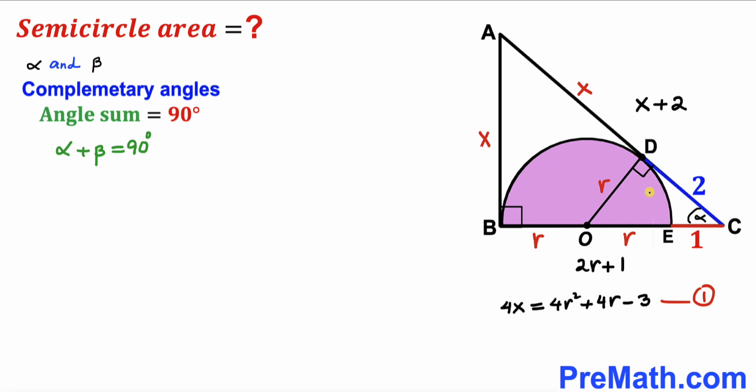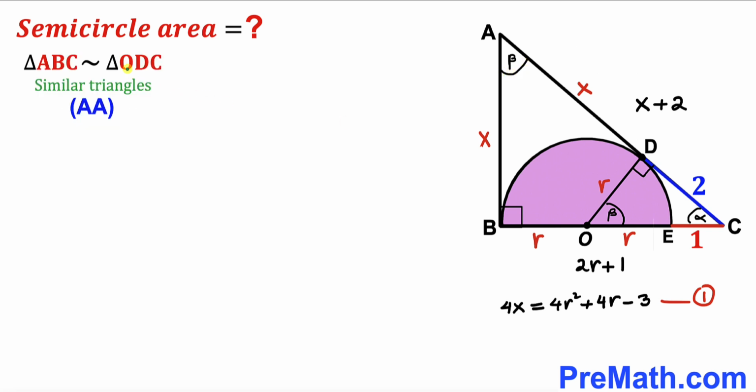For this triangle ODC, if this angle is 90 degrees, then this angle has got to be our angle beta. And for this big right triangle ABC, if this angle is alpha and this angle is 90 degrees, then this angle has got to be our angle beta. So we can see that this big right triangle ABC is similar to this smaller right triangle ODC according to the angle-angle similarity theorem. So we are going to have a proportion.